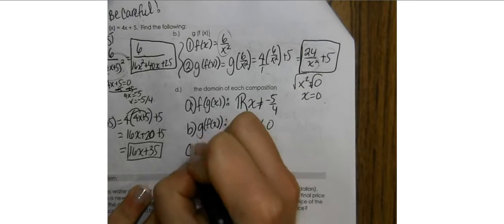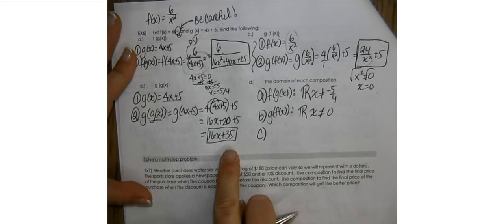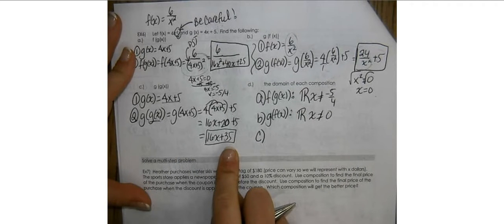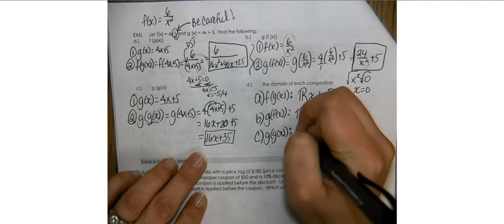And for letter C, at no point in time did we end up with a variable in the denominator. And because at no point in time did we end up with a variable in the denominator, and at no point in time did we have an even root, that means that for g of x, there will be no restriction on the domain. It will simply be all real numbers.